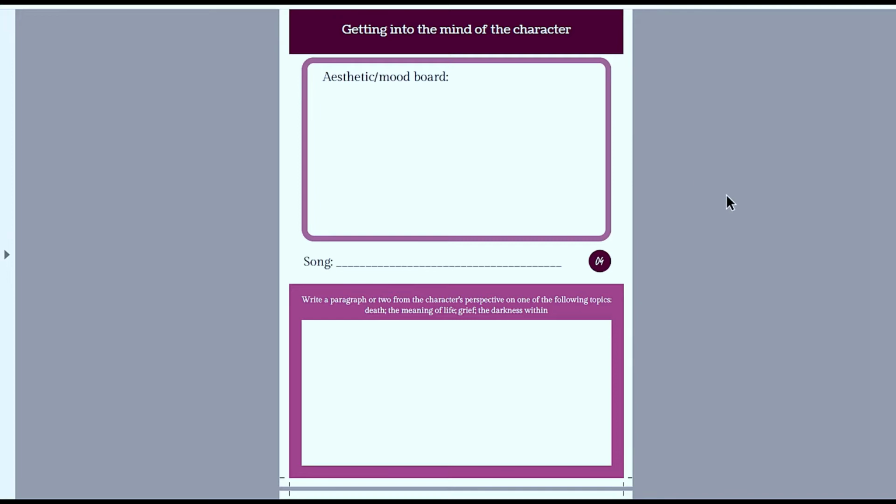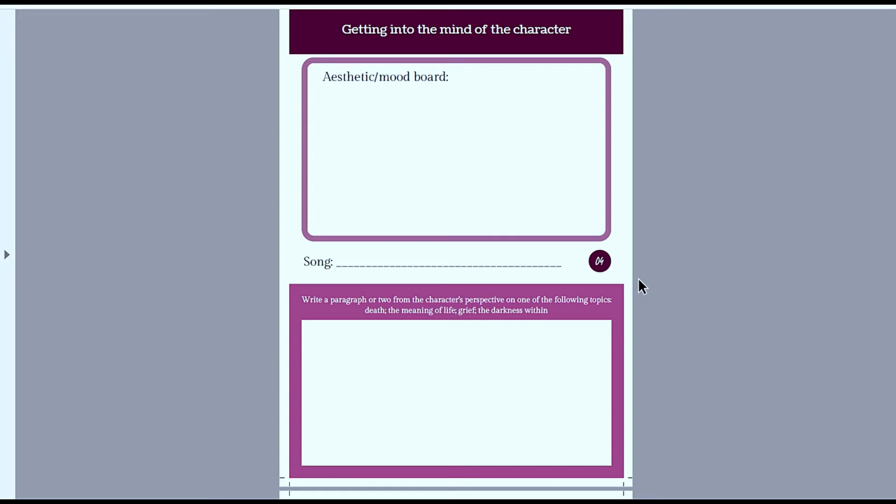Aesthetic or mood board. This is if you have certain images that you associate with that character, even if you just want to use more images of your face claim. Then a song that you associate with that character. I don't write with music, but I really love having a song for a character and listening to it before I write their point of view, so I can get into the mind of that character.